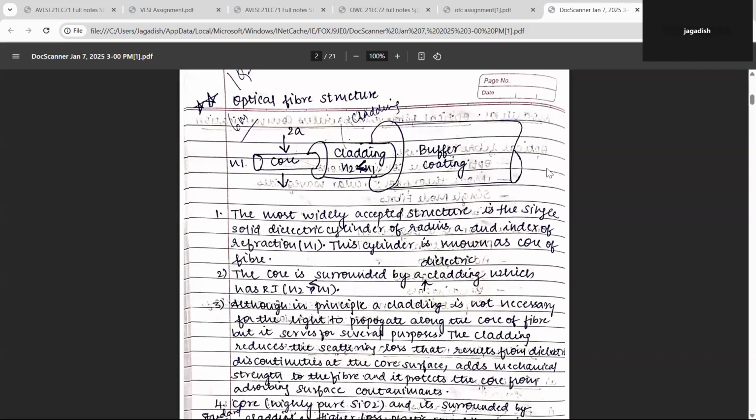First, you have to explain the diagram. That is your first step. Later, you have to write: although the principle of light propagation is in the core of the fiber, light cannot propagate only in the core of the fiber. It can also go towards the cladding and propagate through it, so the cladding serves several purposes.